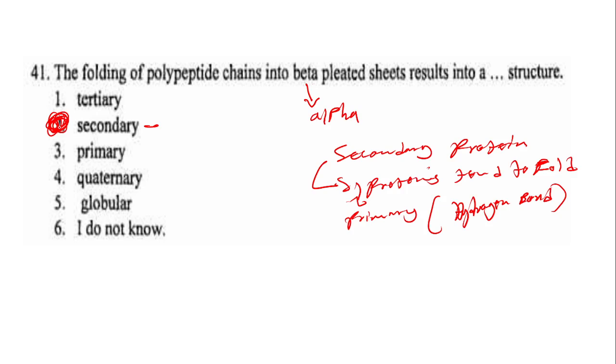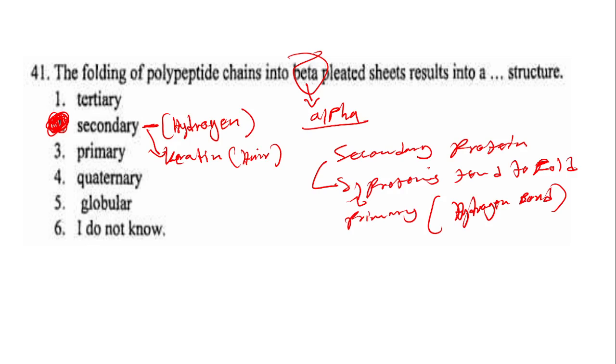An example of a secondary protein can be keratin. Yeah, you can pick up keratin, which is found in hair. So this one is an example of a secondary protein.